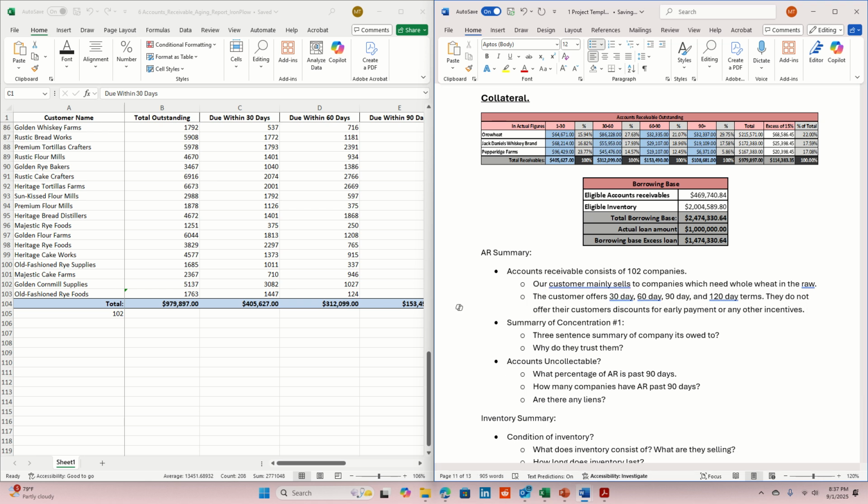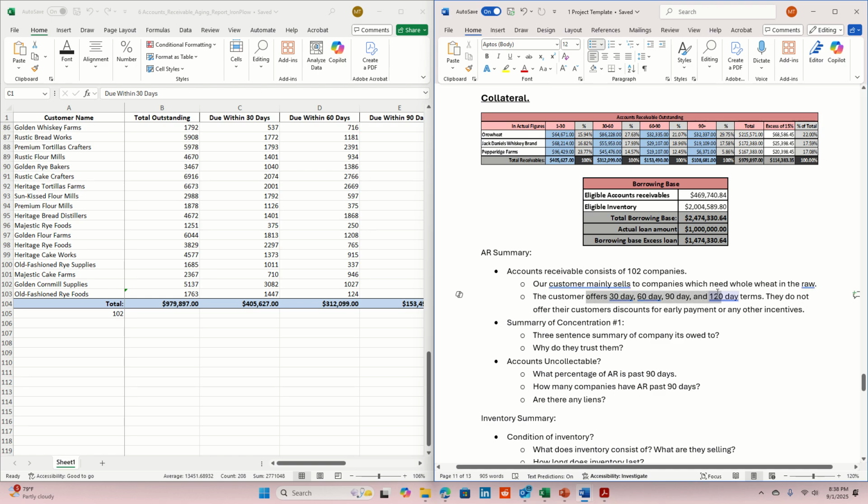So now what we have written is accounts receivable consists of 102 companies. Our customer mainly sells to companies which need whole wheat in the raw. The customer offers 30-day, 60-day, 90-day, and 120-day terms. They do not offer their customers discounts for early payment or any other incentives.